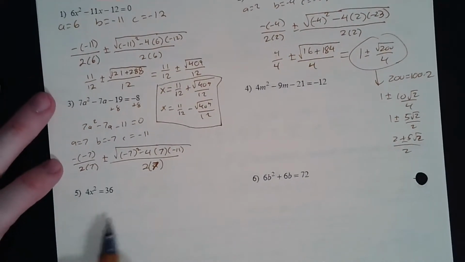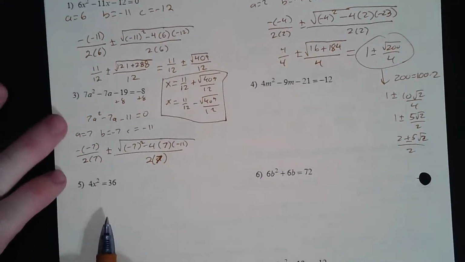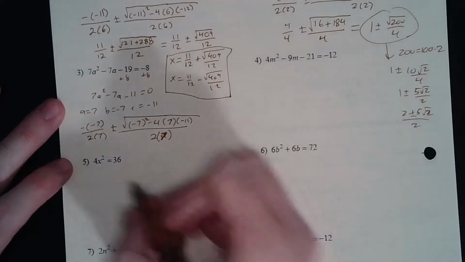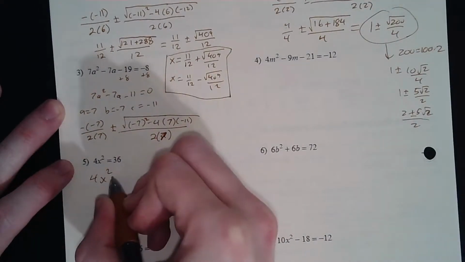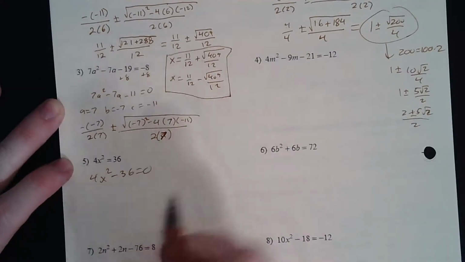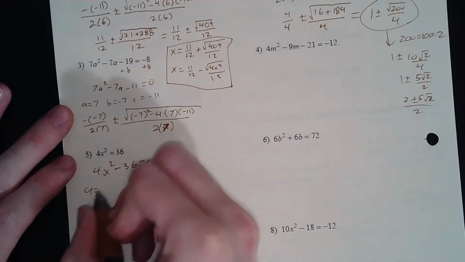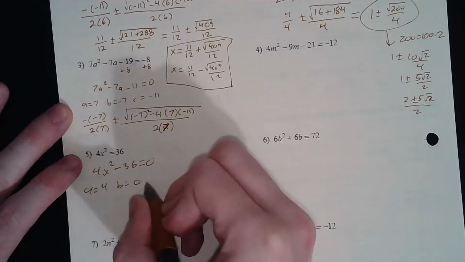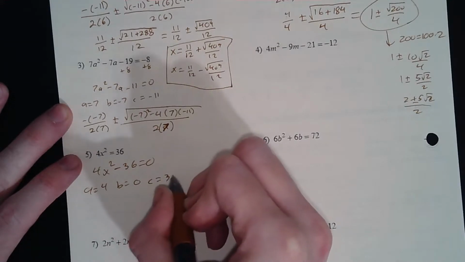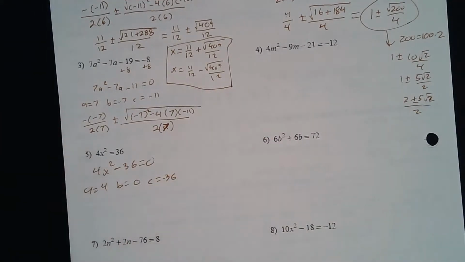The reason why is because this one's a little bit more confusing because of a couple things. First of all, if I simply move that 36 over, I still don't have an x. So it gets confusing. I can simply say A equals 4, B equals 0, and C equals negative 36, and do the whole quadratic formula. But why waste all this time?